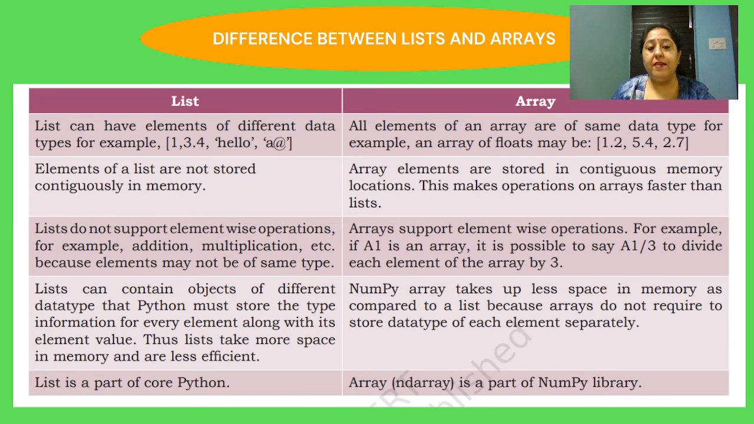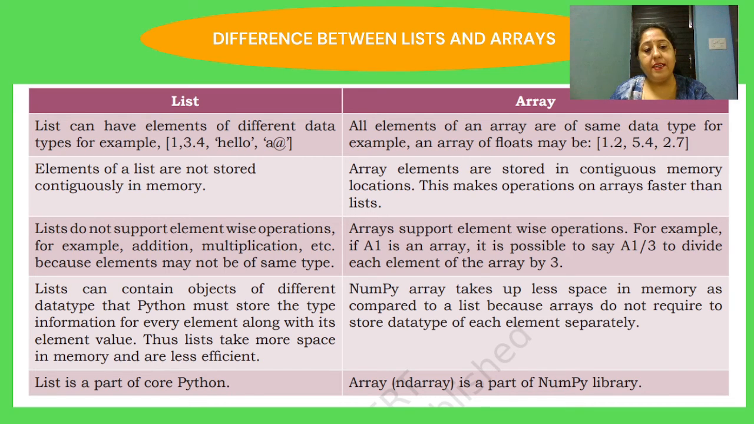Second difference is elements of a list are not stored contiguously in memory, whereas array elements are stored in contiguous locations in memory. That means if the first element of the array is stored at 2002 location, then the next element will be stored in 2003 location only. This kind of operation procedure makes the operations on array faster as compared to that of lists.